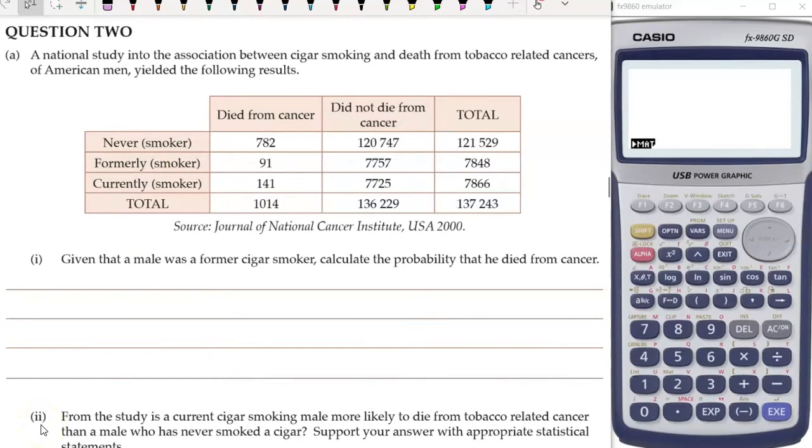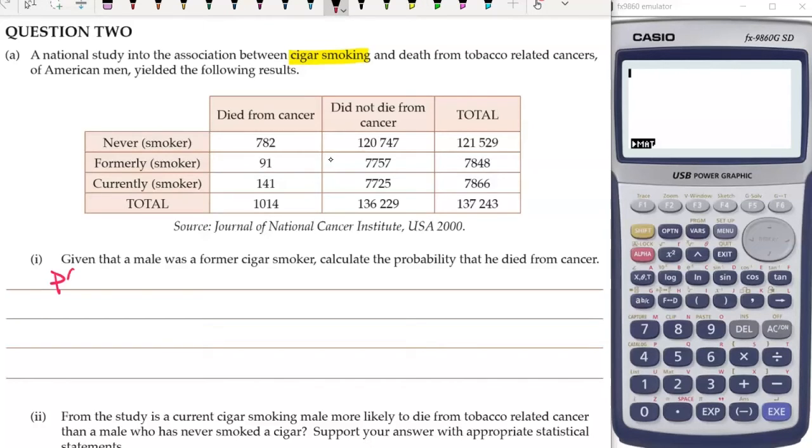Okay, on with question 2. We've got information about American men, and some details about whether they were a smoker or not and whether they died from cancer or not. Okay, now given that a male was formerly a cigar smoker, then calculate the probability he died from cancer. And sorry, I did miss that mention. It was here that this was about cigar smoking in particular.